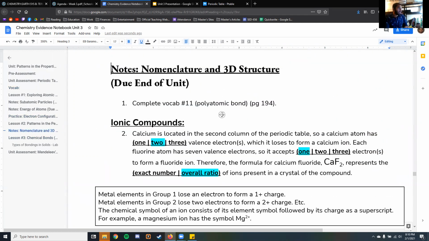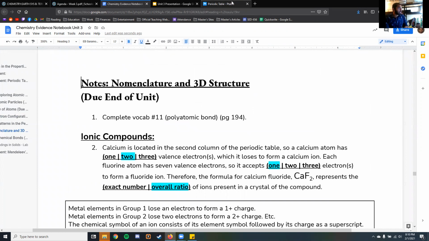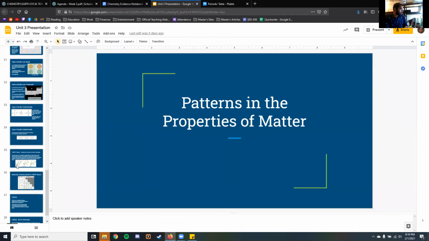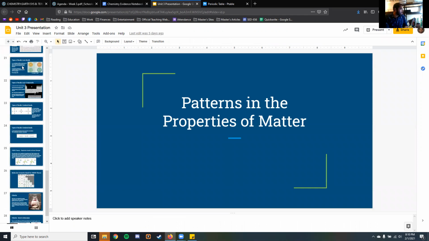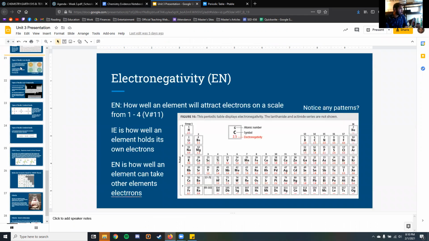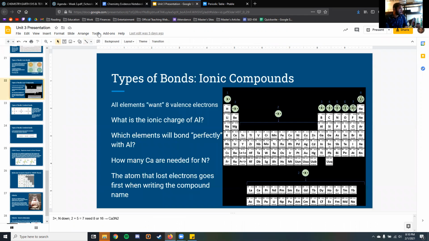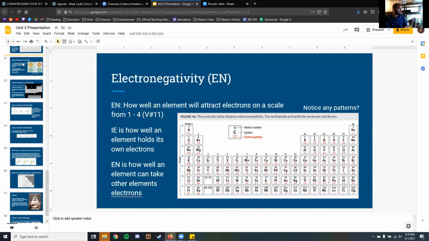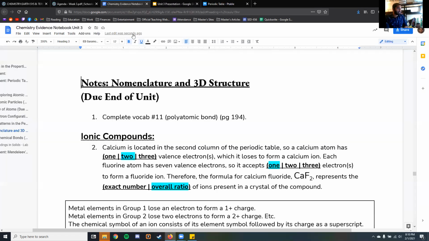Nomenclature, where we're at. Let's go to the presentation as well. Right around here. I keep missing one. All right, there we go.